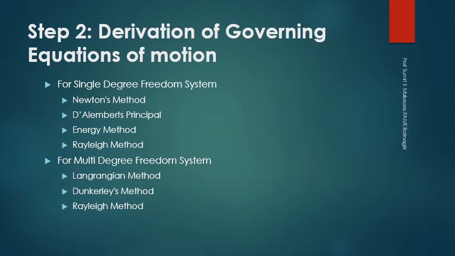Then we go for derivation of the governing equation of motion. For a single degree of freedom system there will be four methods: Newton's method, D'Alembert's principle method, energy method, and Rayleigh's method. And for multi-degree of freedom we have to go for the Lagrangian method, Dunkerley's method and Rayleigh's method. First of all, what do you mean by derivation of governing equation of motion? We have developed a system, we have generalized the system in the form of spring, mass and damper. Now we have to convert it into a standard governing equation which can be solved for the different output effects. We will see it one by one.